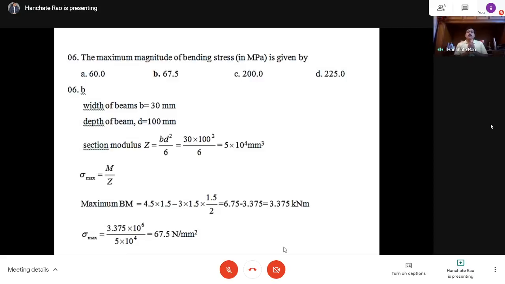Because strain is equal to 0, stress, which is strain times Young's modulus, is also equal to 0. So that is the neutral axis. With these simple concepts, we can try to solve any problems.